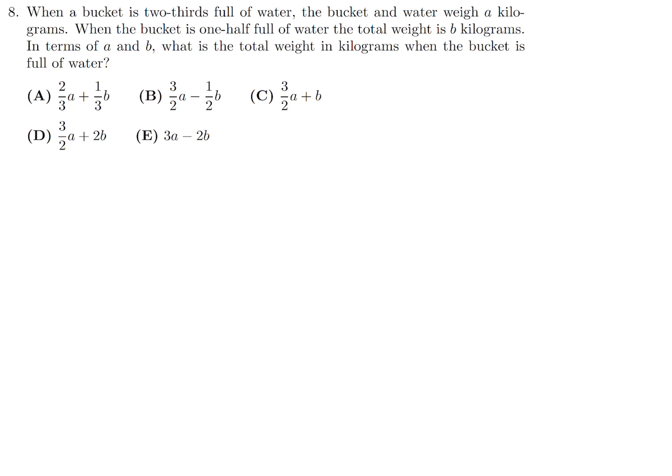When a bucket is 2/3 full of water, the bucket and the water weigh A kilograms. When the bucket is 1/2 full of water, the total weight is B kilograms. In terms of A and B, what is the total weight in kilograms when the bucket is full of water?